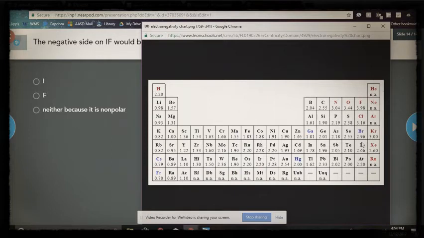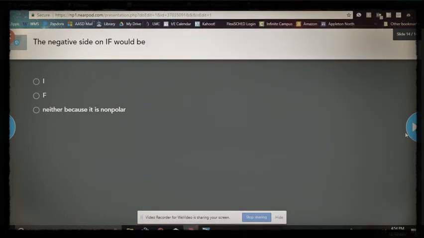So this would be polar, because you'd have not only a polar bond in there, but this would also be a polar molecule, because iodine would be the positive part and fluorine would be the negative part, based on the electronegativities that we have right here.